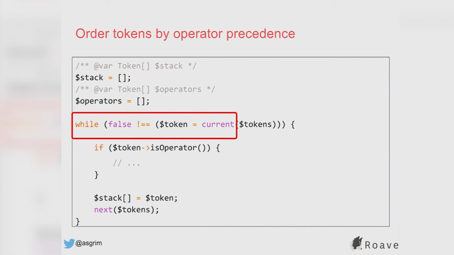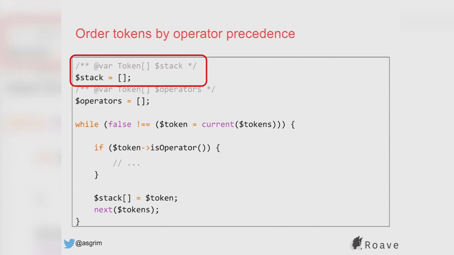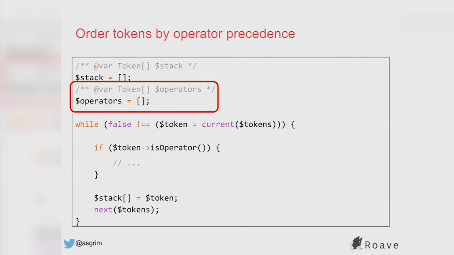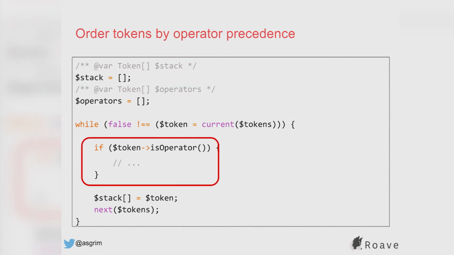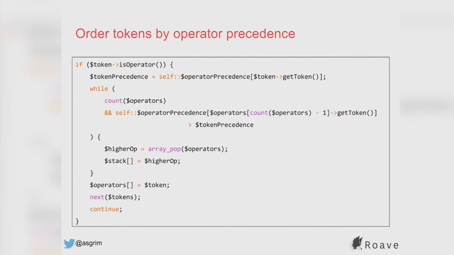So we're going to order the tokens by operator precedence first, right? So we're going to loop over the tokens. We're going to have two stacks. We're going to have our eventual output stack, and we're going to have a temporary operator stack as well. We're going to have a look at how we deal with operators, because obviously that's what we're interested in. And the code in there looks like this. There's a bit of stuff going on here. We'll go through bit by bit.